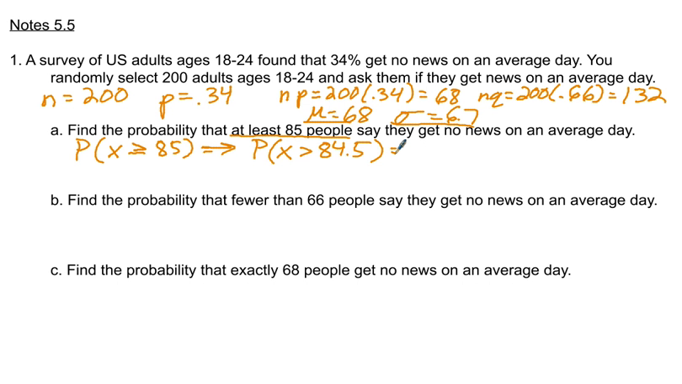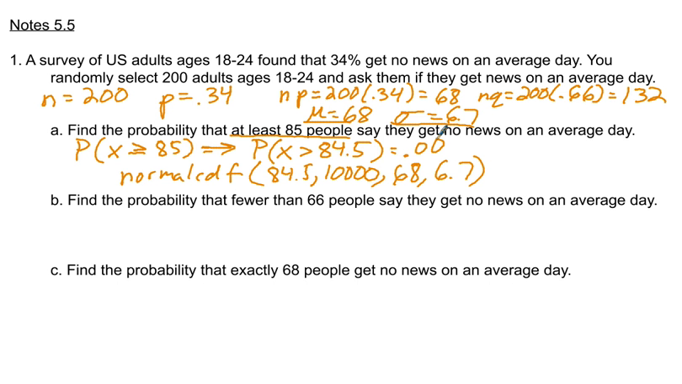So we can use the calculator. We want the normal CDF, right? Because we want greater than 84.5, we have 84.5, comma 10,000, comma the mean, which is 68, comma the standard deviation, which is 6.7. All right, so go to your calculator and enter that in. And we see that this probability is 0.0069. All right, so pretty small probability that at least 85 people say they get no news on an average day, because our mean is 68.